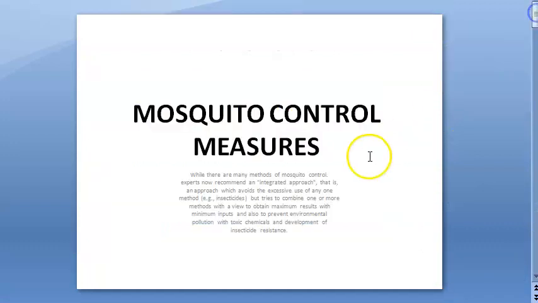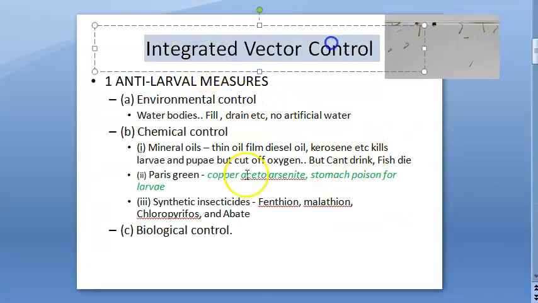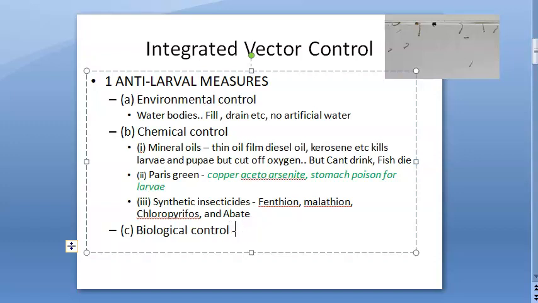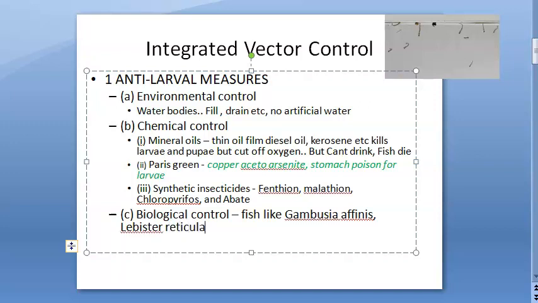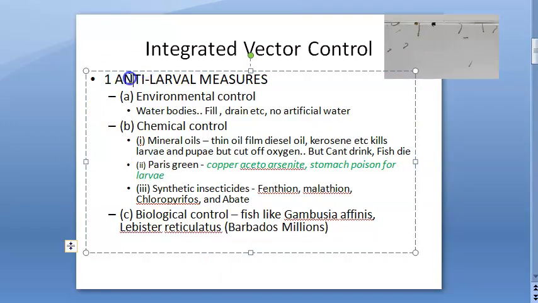So where are we now, guys? In mosquito control measures, integrated larva control is over. So in biological control, you have to write some names. You'll write fish like Gambusia affinis, then Lebister reticulatus, which is also called Barbados millions. Very good. So we're done with anti-larval measures, guys.